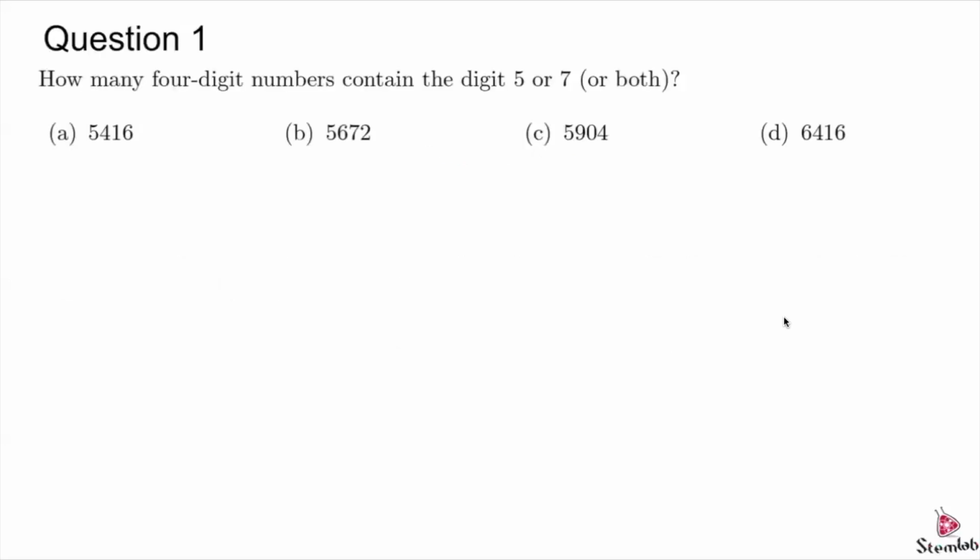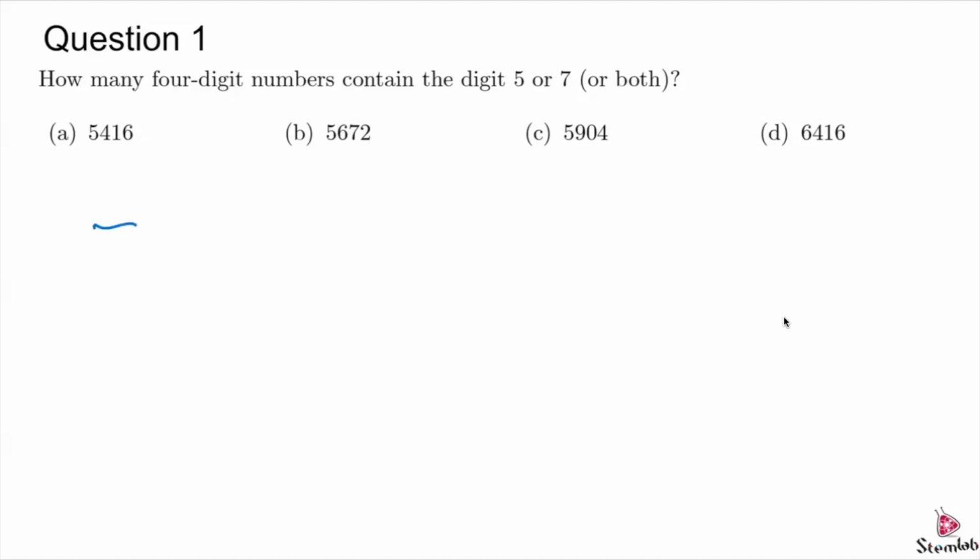So the first question in the 25th PMO qualifying stage states: how many four-digit numbers contain the digit 5 or 7 or both? Okay, so one way could be to build the cases for digits containing 5, containing 7, and then subtracting the overlaps. But the easier way would probably be to solve for the complement of what's being asked here and just subtract it from the total possibilities.